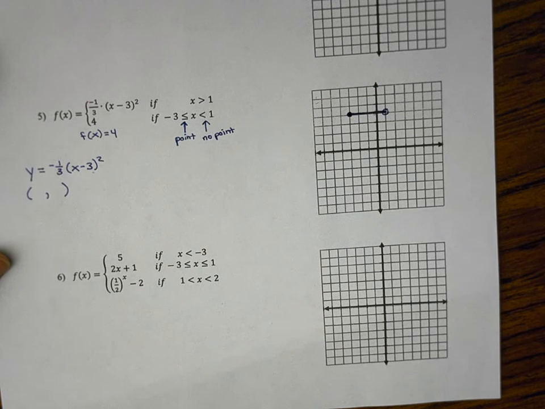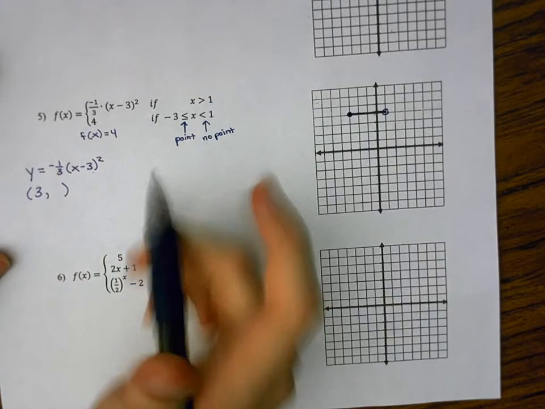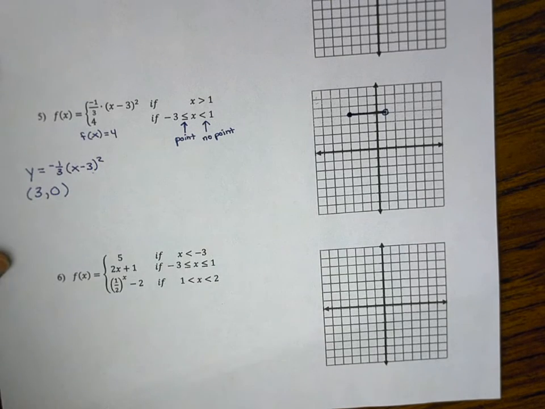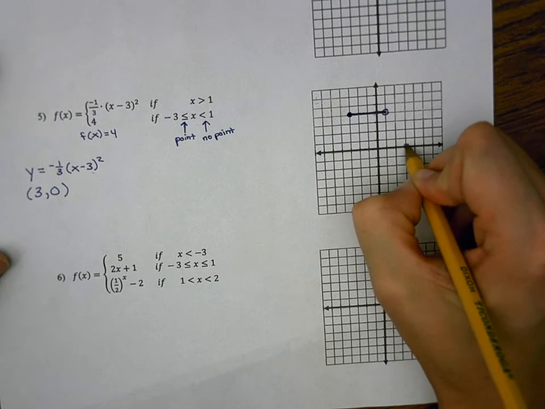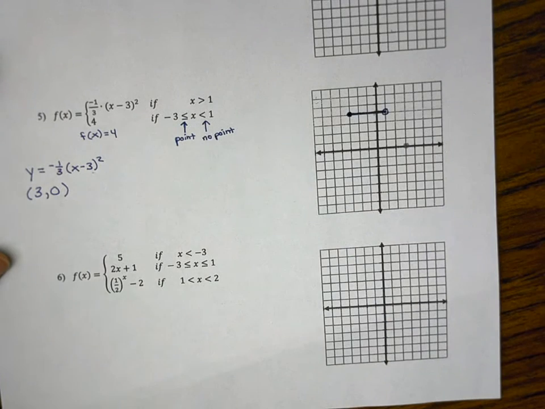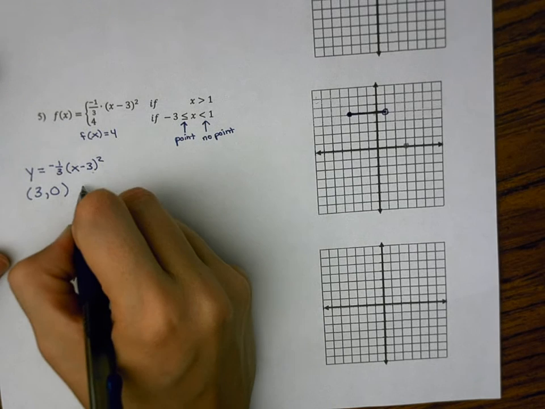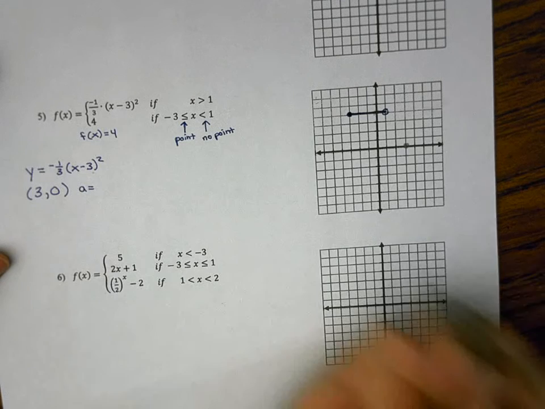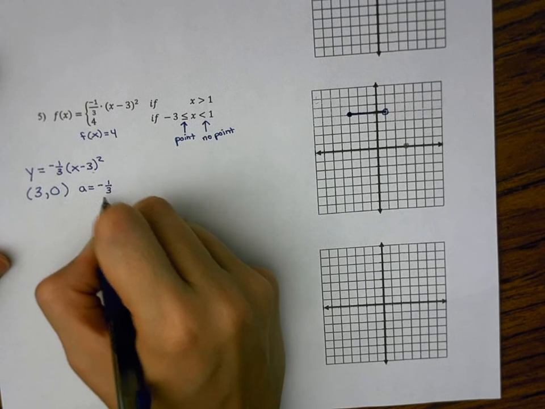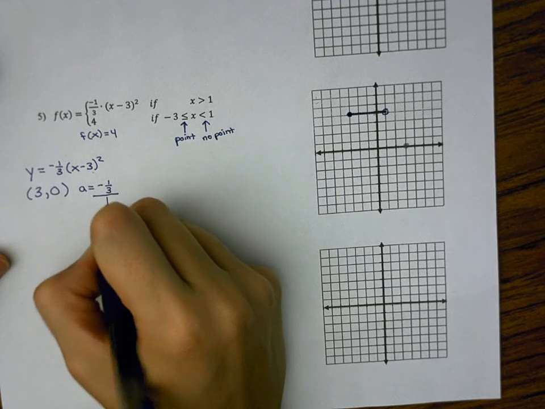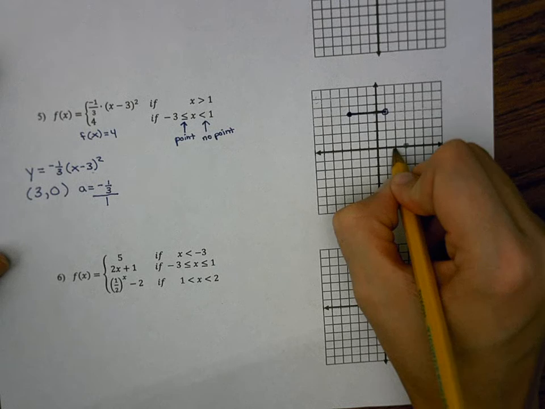Okay, well, to zero out the x would be 3. To zero out the y would be 0. So my starting point is at 3, 0. Right there. Okay, and then how are we graphing? What is our a? Okay, our a is -1/3. And remember with the quadratic, it's down 1/3 over 1. So down 1/3 over 1.